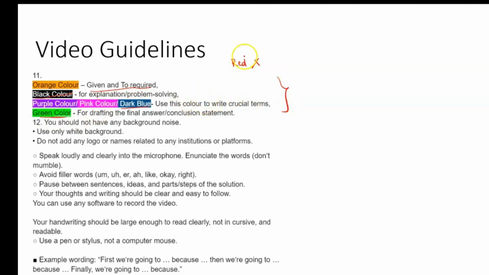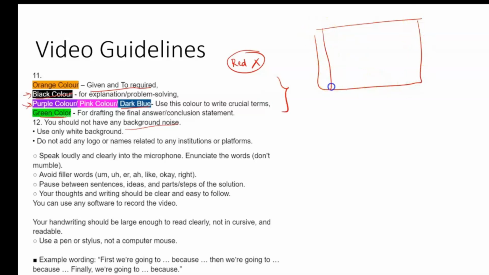You can use any other color except red for the crucial points and explaining part. And you should not have any background noise in your video. You should always use a white background. You can't change it to a ruled background or black background. It should always be a white background.